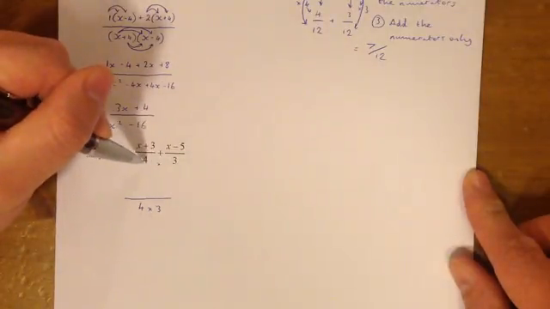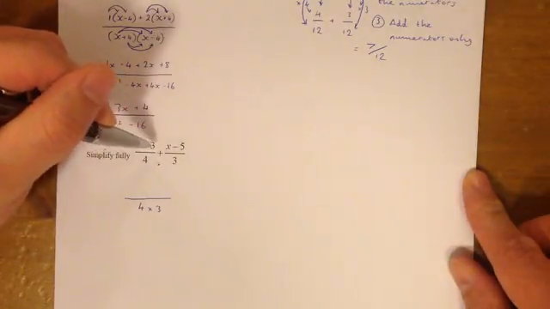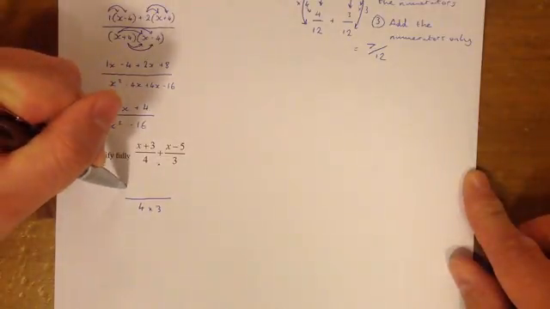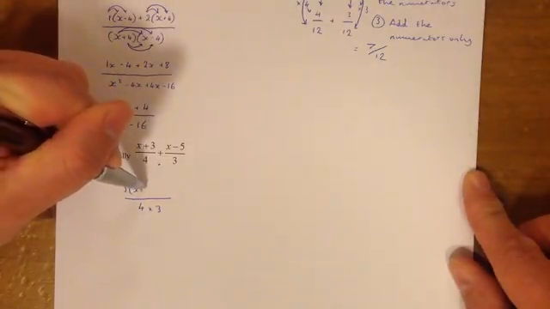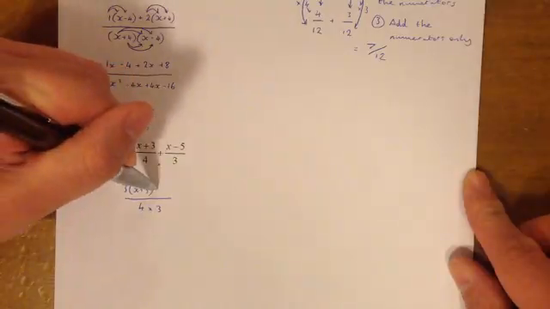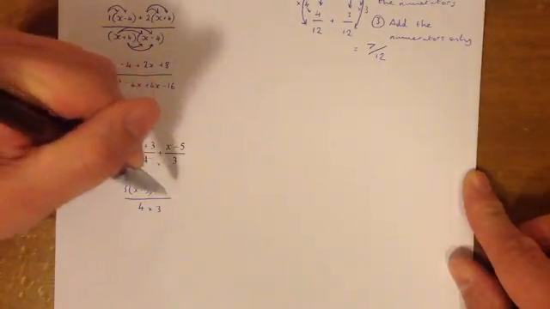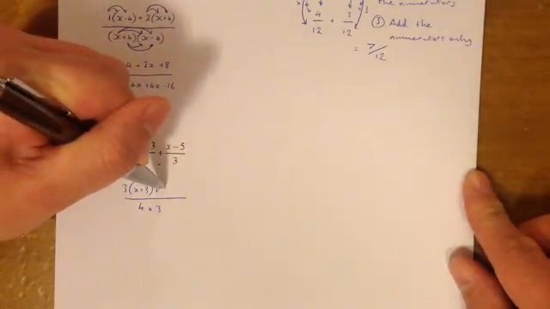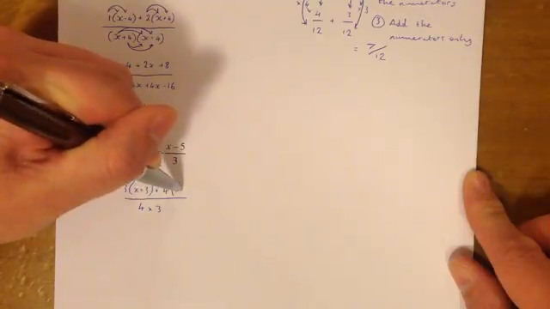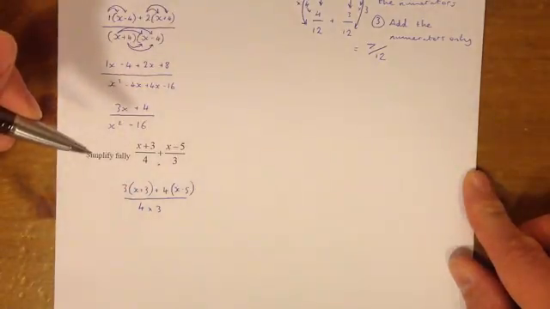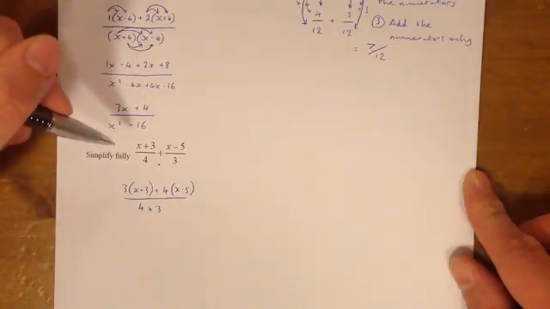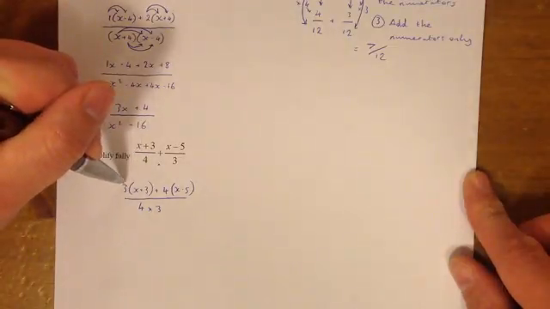On the left I've multiplied by 3, so I'm going to need to times the numerator by 3 as well. So 3 lots of x plus 3. On the right I've multiplied the denominator by 4, so I'll also multiply the numerator by 4, so 4 lots of x take 5. And then just like we did on the other example, we can go through and see if we can expand this now.